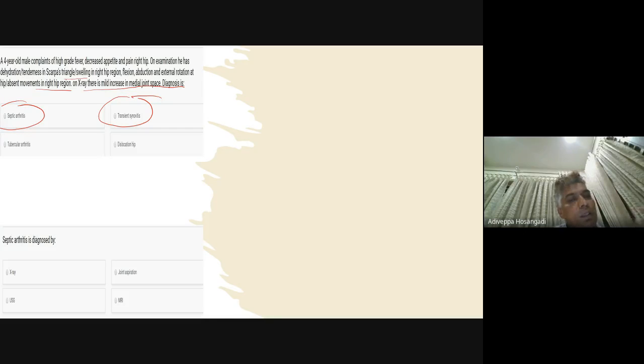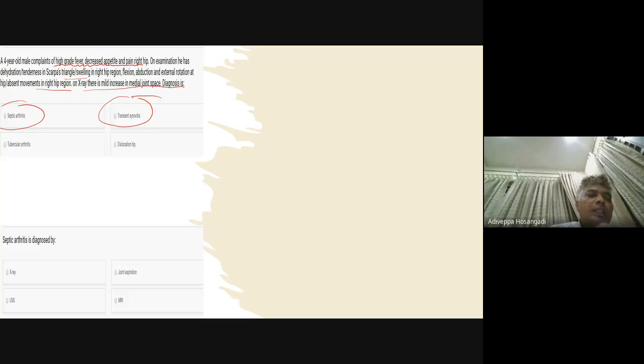Anybody? Definitely, there is flexion, abduction. Yes. Sir, in septic arthritis, there is absence of movement of the joint. It is there even in transient synovitis also. What is more important is high-grade fever and decreased appetite. This indicates what? Septic arthritis, sir. Yes. Very good.